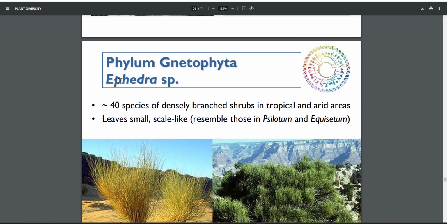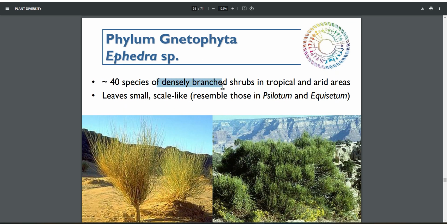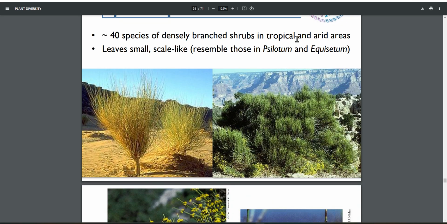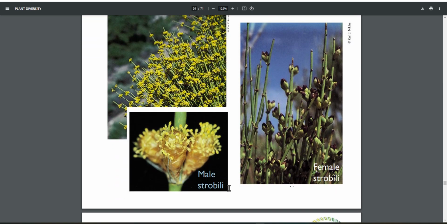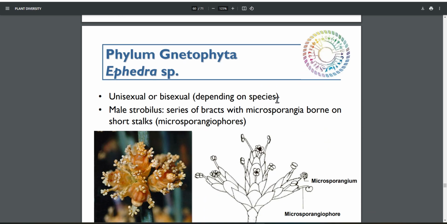Okay, so the next genus, Ephedra, has about 40 species of densely branched shrubs that can be found in tropical or arid, so dry, areas. The leaves are small and scale-like. They are very similar to horsetails. They look like this. And this is the male strobili and female strobili. They do look a bit like flowers, but again, they're not flowering plants, so they're not flowers.